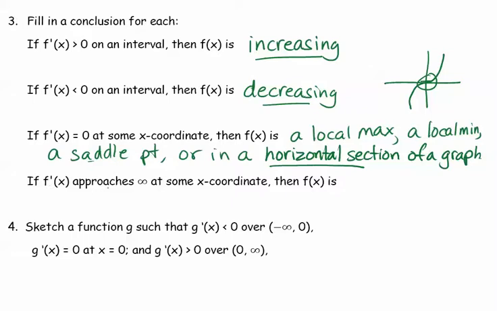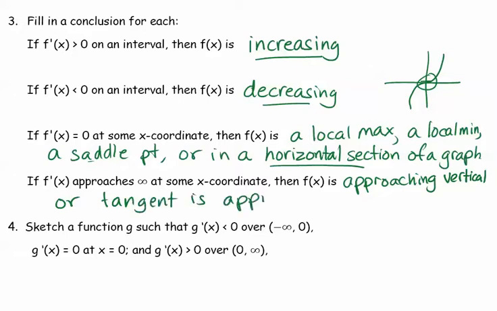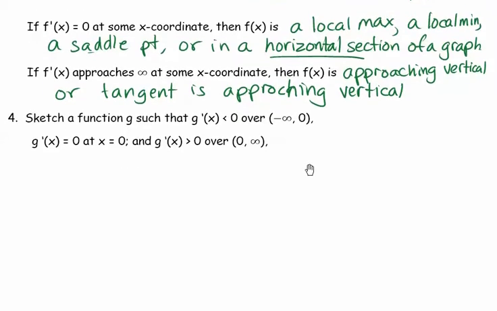If f prime of x approaches infinity at some x coordinate, then f of x is approaching vertical. Or we could say having a vertical tangent, or the tangent is approaching vertical. So then the value of the derivative would become undefined, would become infinity or negative infinity at a vertical section.